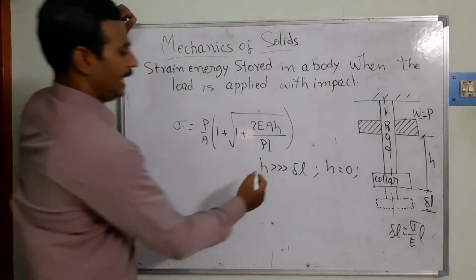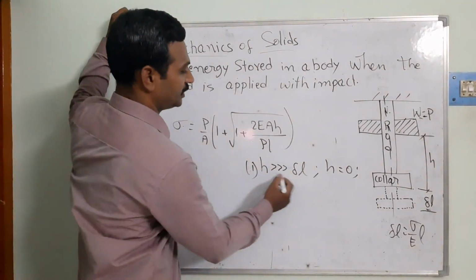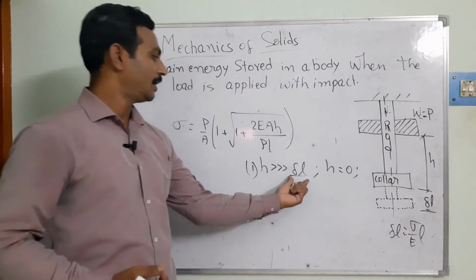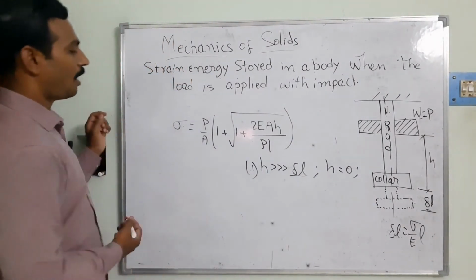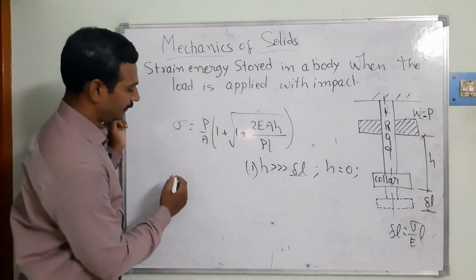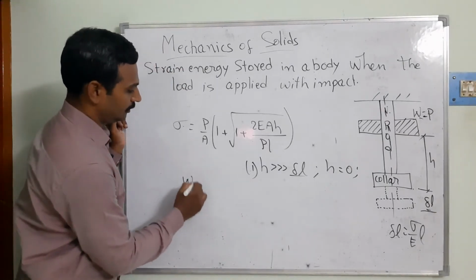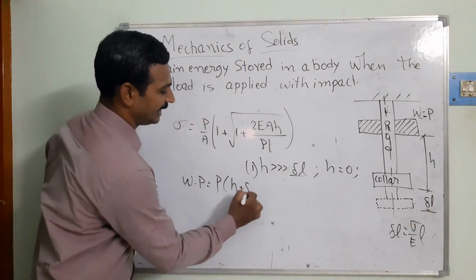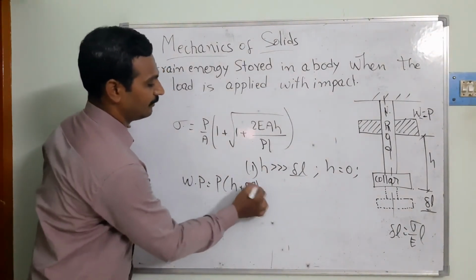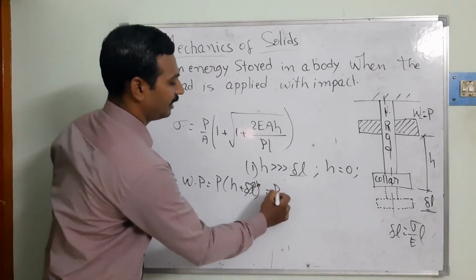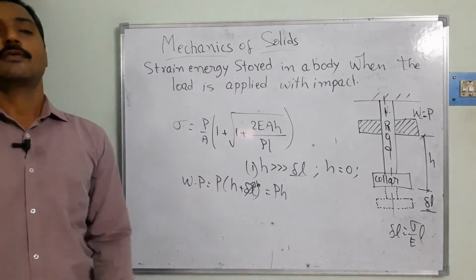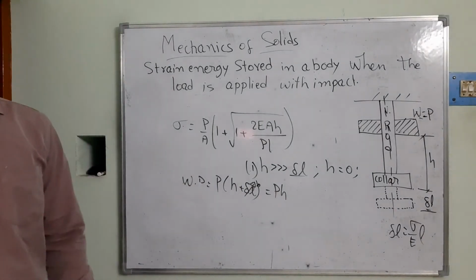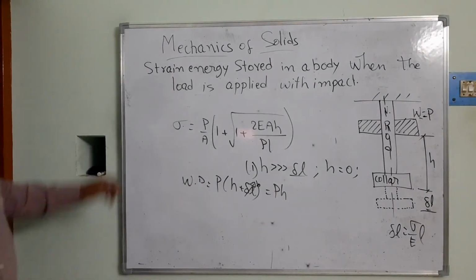So when H is your first condition, H is greater than del L, so del L is going to be negligible, right? So that equation, how am I going to write it? We know the work done that we have taken is P into (H plus del L). Now this del L is going to be 0, so I write P into H, right? So we know the work done is equal to the strain energy of the system. So I am going to equate that.